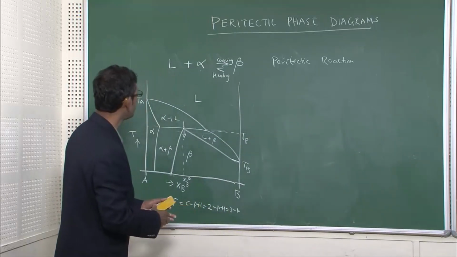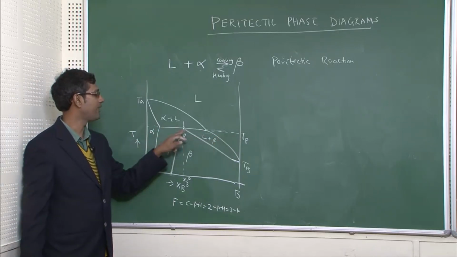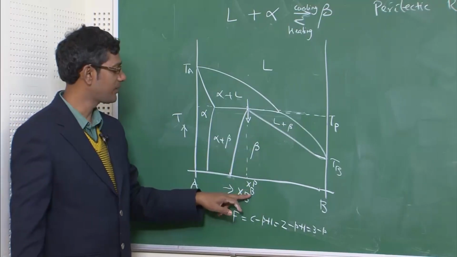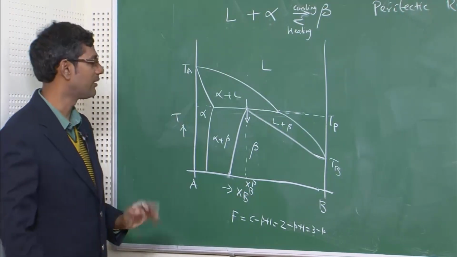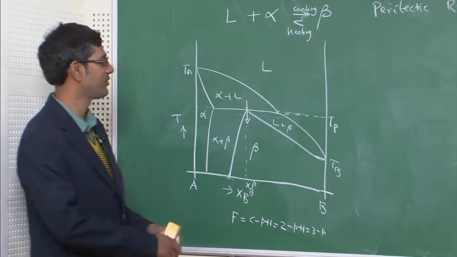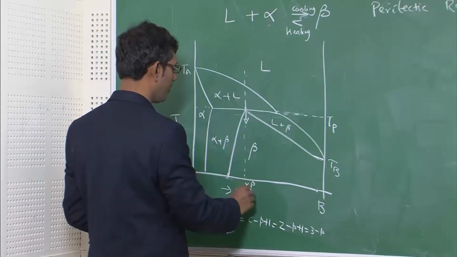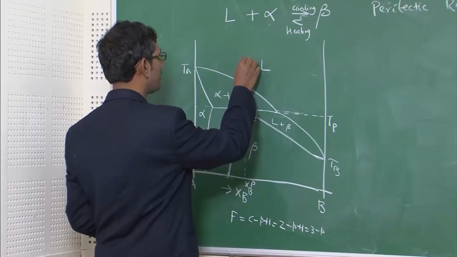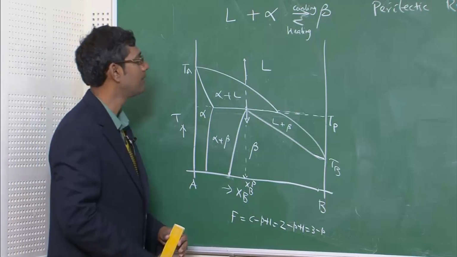Okay, so let me just reiterate again. You have a peritectic reaction isotherm at temperature Tp, composition Xpb, in which liquid reacts with alpha giving rise to beta. Now, how does the reaction happen? Suppose I have an alloy which is solidifying at this composition Xpb from liquid state. So, I am drawing this vertical line and I am following it up.